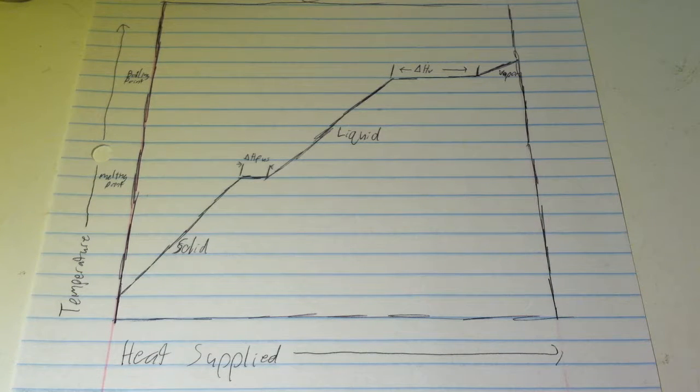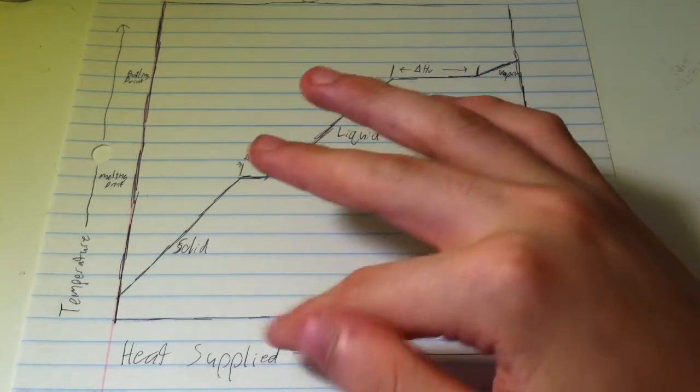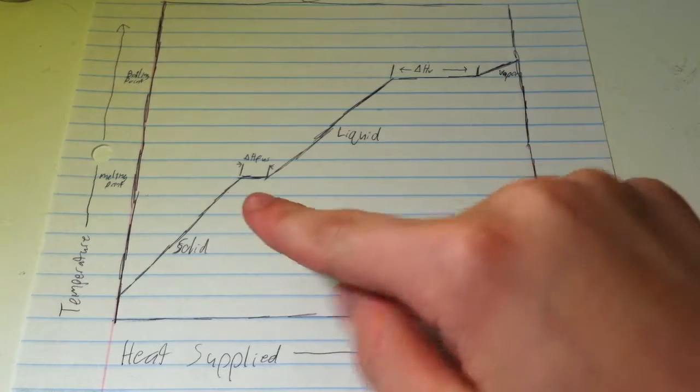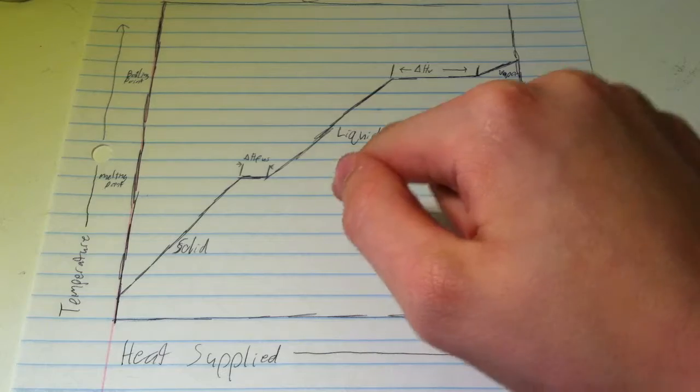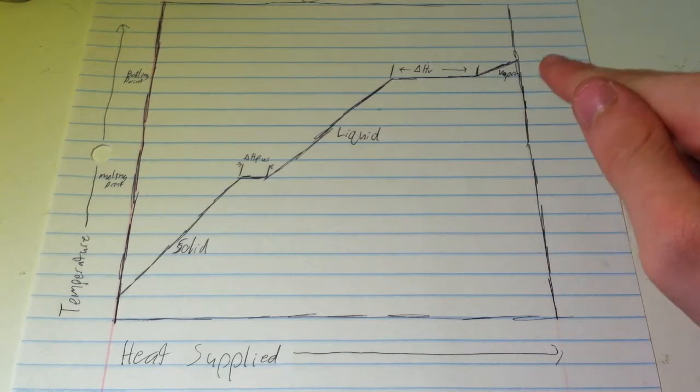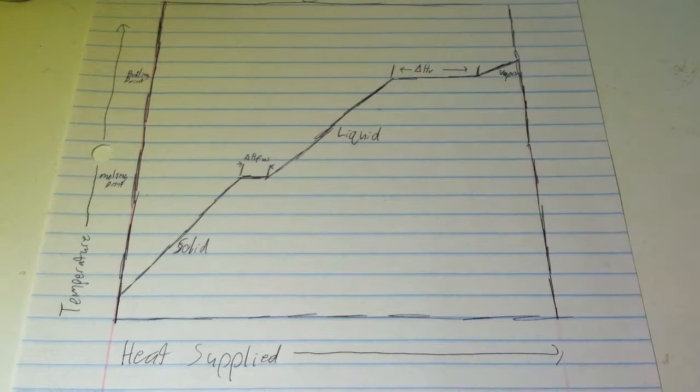Now, question number 2. How does the amount of energy required to melt a given mass of ice compare to the energy required to vaporize the same mass of water? So as you can see here, there is a smaller amount of time and heat. Sorry, this isn't the time. The small amount of heat needed to go from solid to liquid than it is liquid to vapor. As you see, this is a very long segment while this is really short.